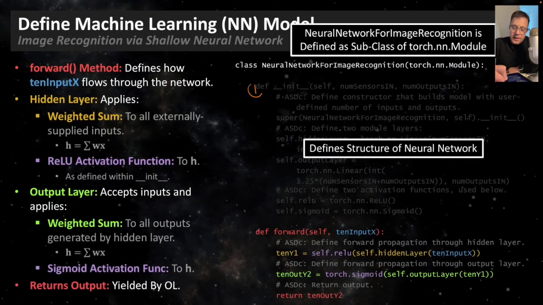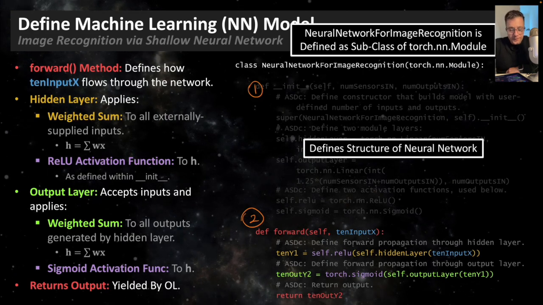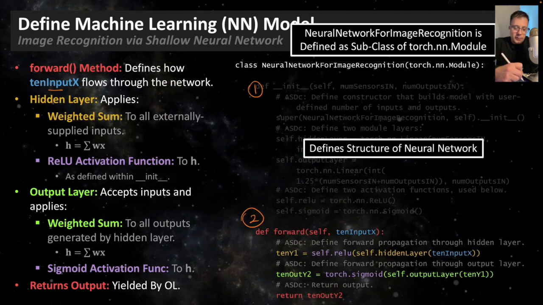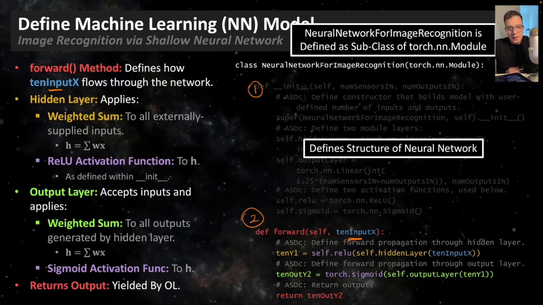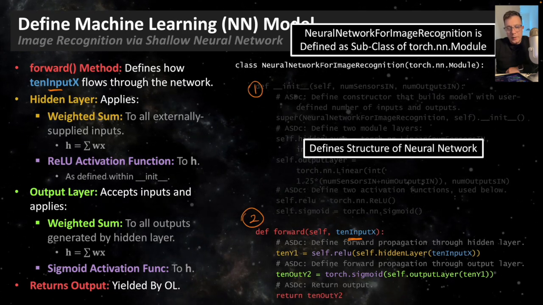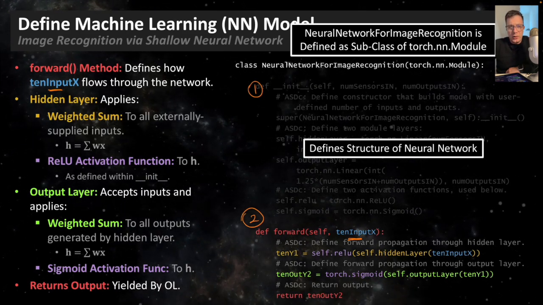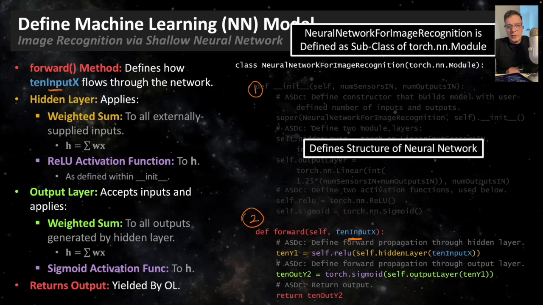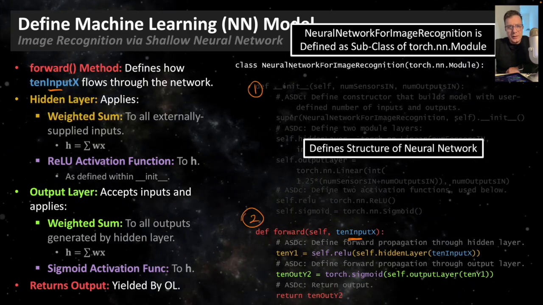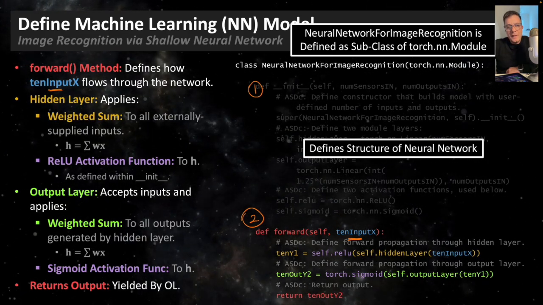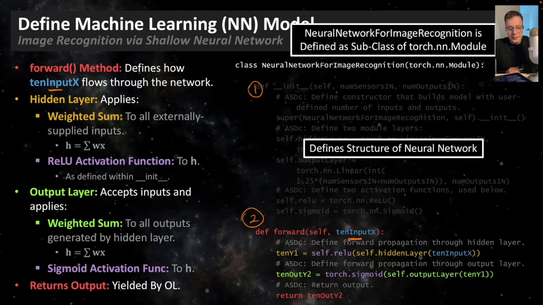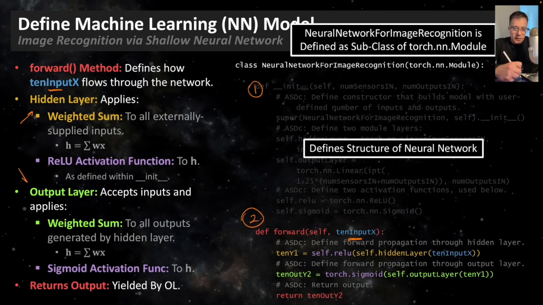Next, we discuss the second method within our model. The forward method defines how an input, which we call tensor input x, flows or propagates through our neural network. In order to understand or define how our neural network behaves, we need to in turn define the behavior of those individual layers. Now, we already said previously that this neural network is composed of 2 layers, a single hidden layer as well as an output layer.